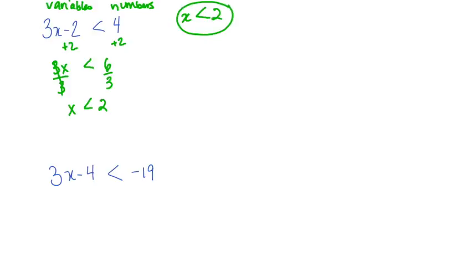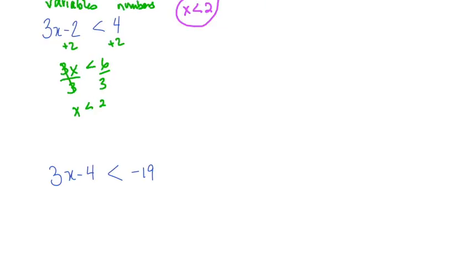Now, remember when I said the difference between an inequality and an equation is that in an equation you have x equals one number and one number only. However, in an inequality you can have a whole range of numbers that make this inequality true. So in here we're saying that x is less than 2, and any number that is less than 2 is going to make this inequality true.